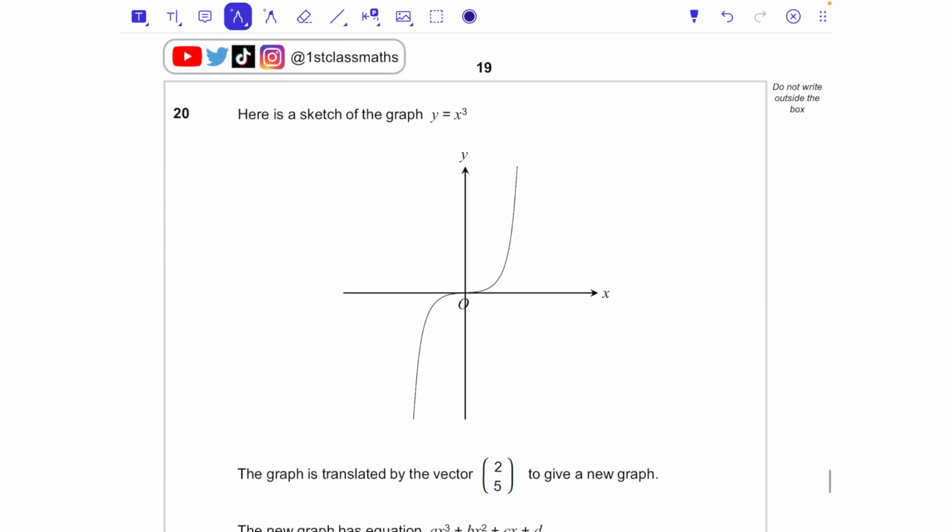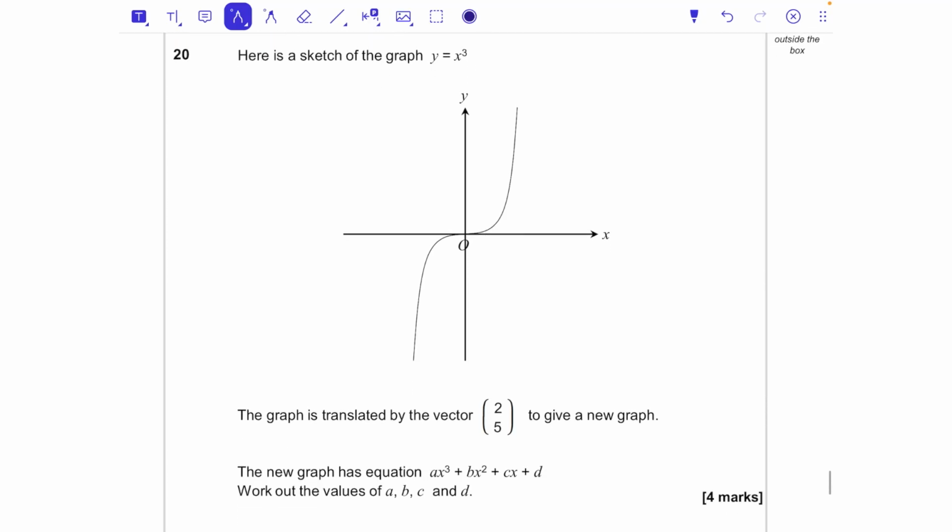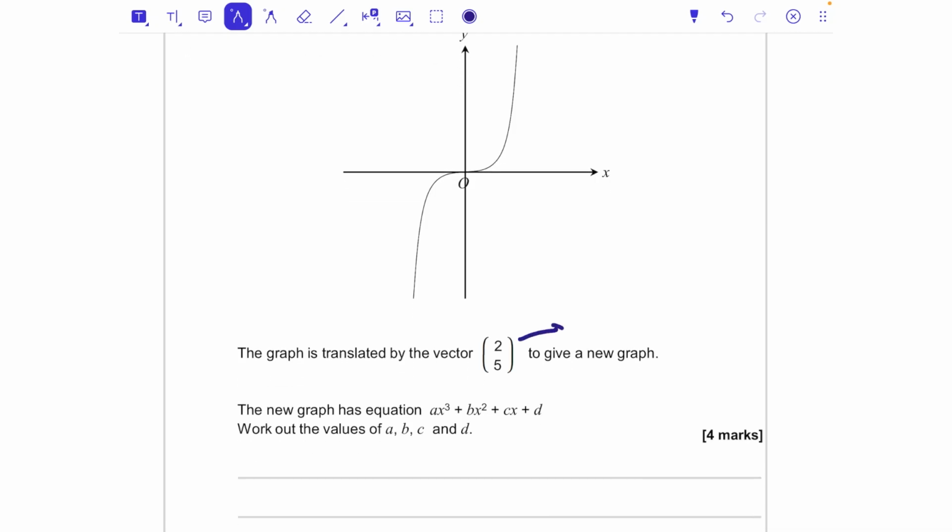Question number 20. Here is a sketch of the graph y equals x cubed. The graph is translated by the vector (2, 5) to give a new graph. The new graph has equation ax cubed add bx squared add cx add d. Work out the values of a, b, c and d. Okay, so what does this mean? It means 2 right and 5 up. And how do we do that?